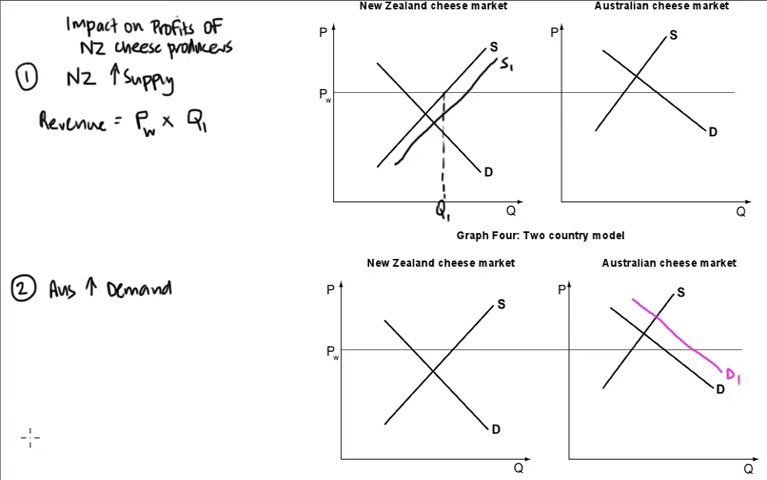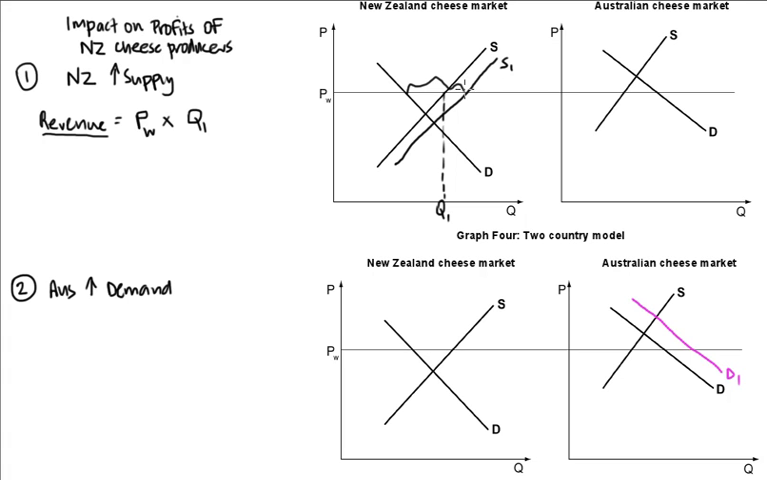You can see that originally at the original world price, New Zealand producers were receiving in revenue the world price multiplied by this Q1. So that was their revenue at that point. Now, after the supply increased in New Zealand for whatever reason, what do you notice? Well, you notice that the surplus now in New Zealand is increased, and it's now larger, if you like, than the shortage in Australia.